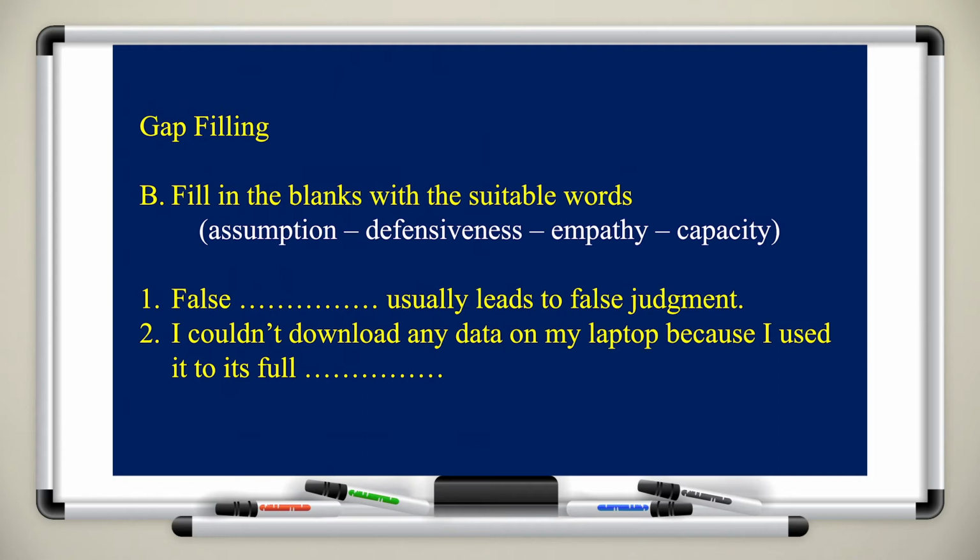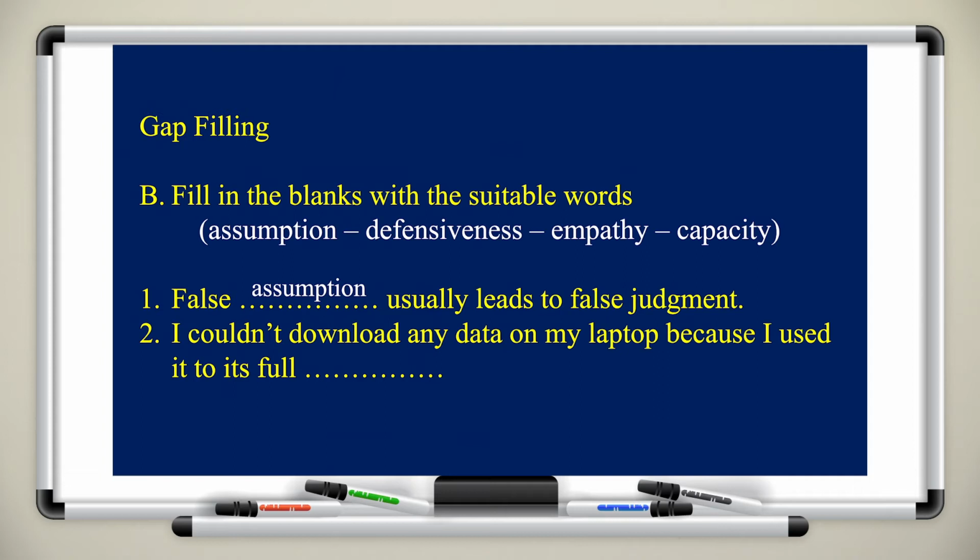Now, read the words between the brackets. I'll read them to you. Assumption, defensiveness, empathy, capacity. Now, which one of them is suitable for the first sentence? The correct answer is assumption. Now, false assumption usually leads to false judgments.